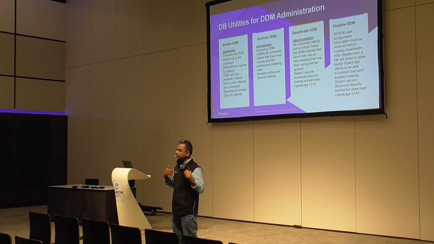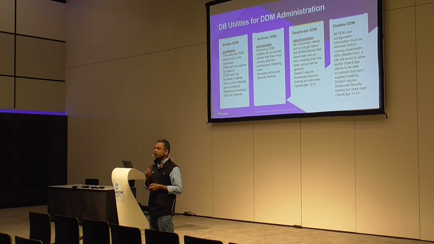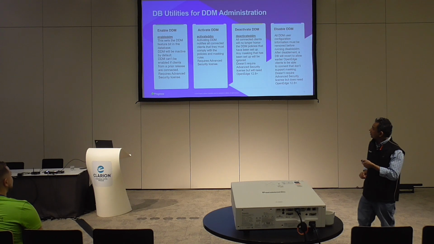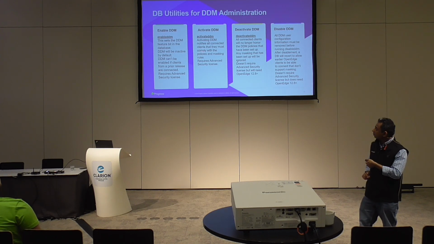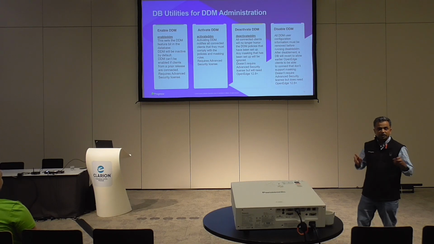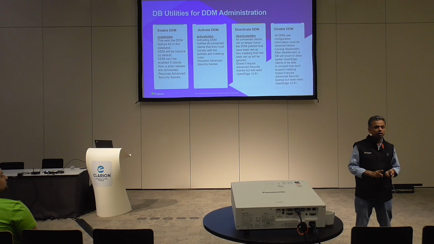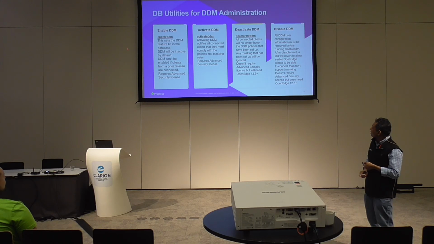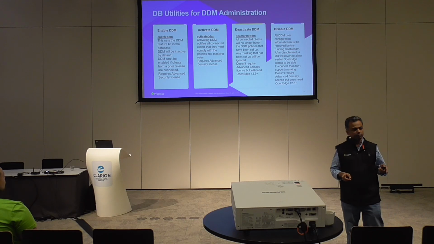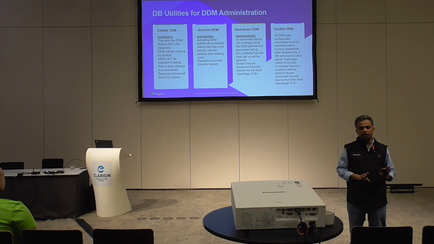Now, to activate: the unauthorized user will be able to get the masked data only if you activate this feature. So first, enable the DDM, then add the configurations, then activate the DDM. Once the DDM is activated, then only your unauthorized user will get the masked data. Last is deactivate and disable. If you deactivate the DDM, all the configurations will remain in the system. They won't go away from the system.